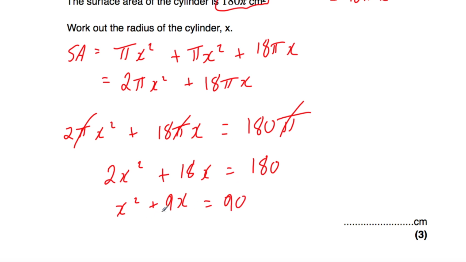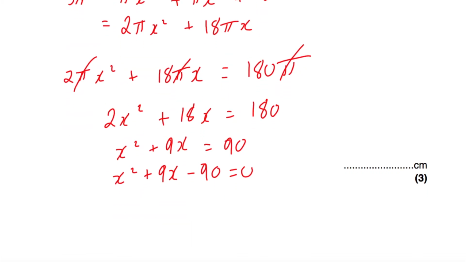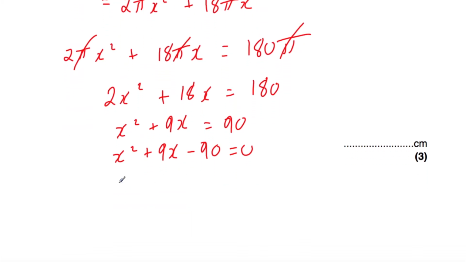Now, this is a quadratic we want to solve, so let's bring everything over to one side. So we've got x squared plus 9x minus 90 equals 0, just taking away 90 from both sides. Okay, this is great. Now we can factorize. So let's put our brackets in. Bracket, bracket equals 0. Because when you've got a quadratic equaling 0, if you can factorize it, it's great because it means you can find your solutions.